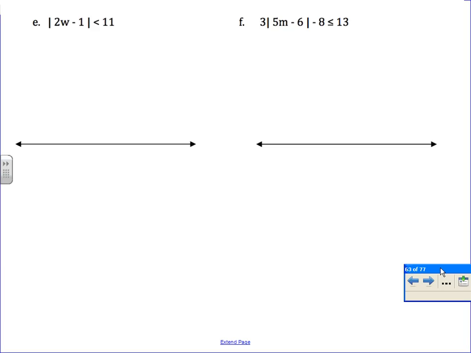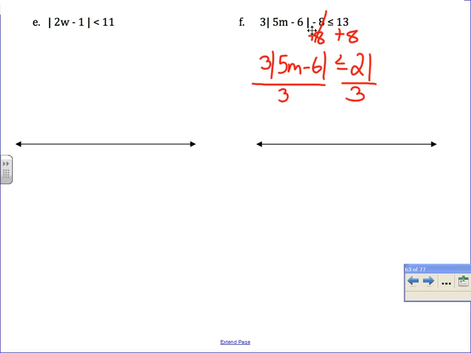Just like when we solved equations, always move this number to the other side first. So add 8 to both sides. We have 3 absolute value of 5m minus 6 less than or equal to 21. Now at this point, to get rid of the 3, remember you do not ever distribute with absolute value. To get rid of the 3, we divide both sides by 3. Do not distribute.